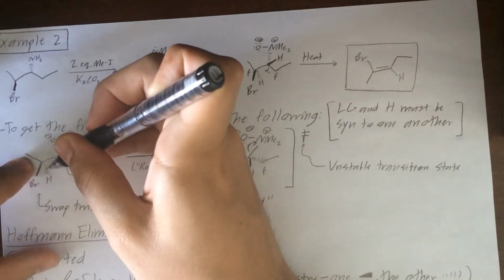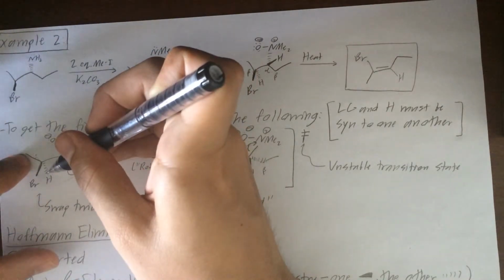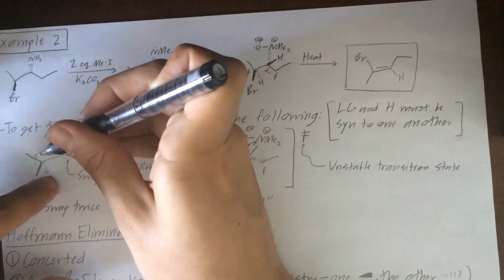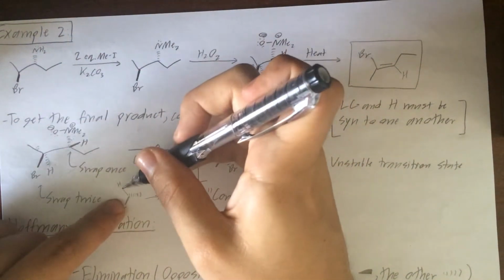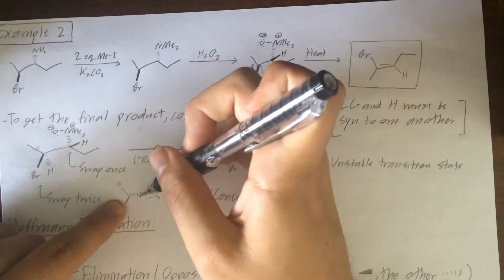This methyl group is currently on the plane of the page. So therefore, we just swap these two. We just swap the H atom and we swap the methyl group. We swap their positions. When you do this first swap, you're going to end up with this. Now the hydrogen atom is on the plane of the page and the methyl group is pointing into the page.